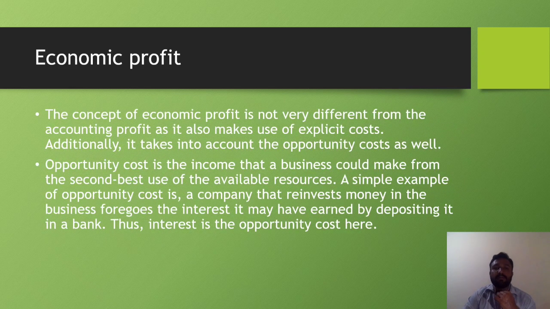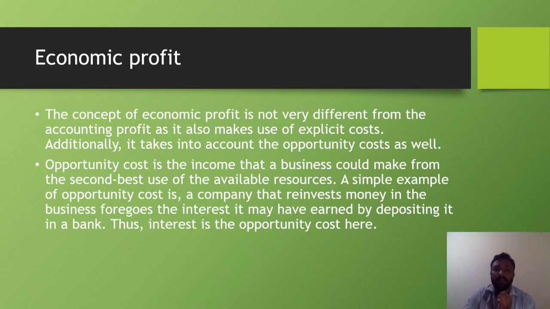Now the economic profit. The concept of economic profit is not very different from the accounting profit, as it also makes use of explicit cost. Additionally, it takes into account the opportunity cost as well. Opportunity cost is the income that a business could make from the second best use. It means opportunity cost is a foregone cost, or we can say leaving a first choice for a second one, which is the best alternative. So, the second best use of available resources.